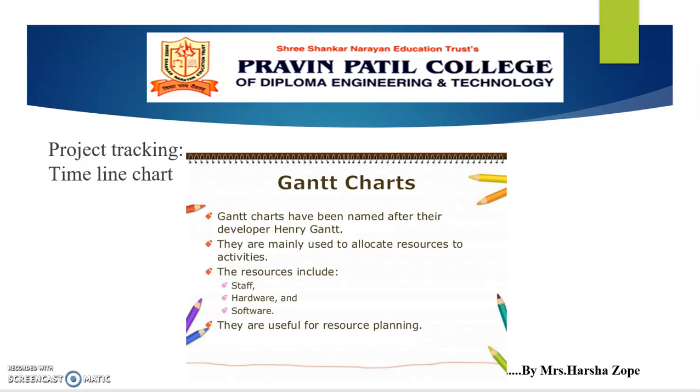Next, we'll see project tracking and the timeline chart. Project schedule is the most important factor for a software project manager. It is the duty of the project manager to decide the project schedule and track the schedule. Tracking the schedule means determining the tasks and milestones in the project as it proceeds.